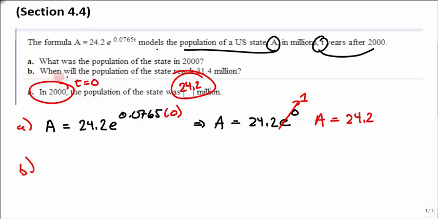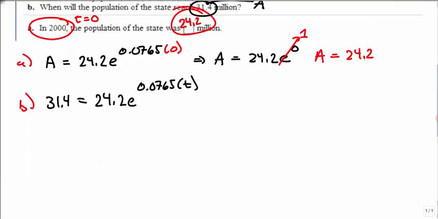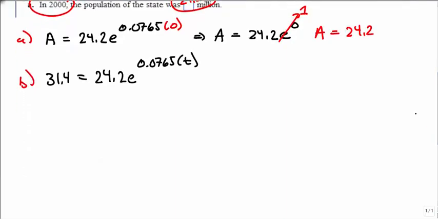Part B to this question says, when will the population of the state reach 31.4 million? So we know A now is 31.4 million, and what we're asked to find is how many years after the year 2000 that will occur. So we need to solve for t. This looks pretty familiar to the problems that we were just working on in the previous section. The first thing I want to do is isolate the exponential, the base and the exponent, by dividing through by 24.2. And I want to flip this around so I have my variables on the left.